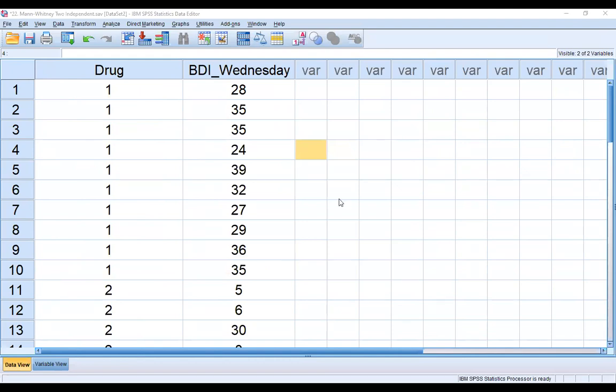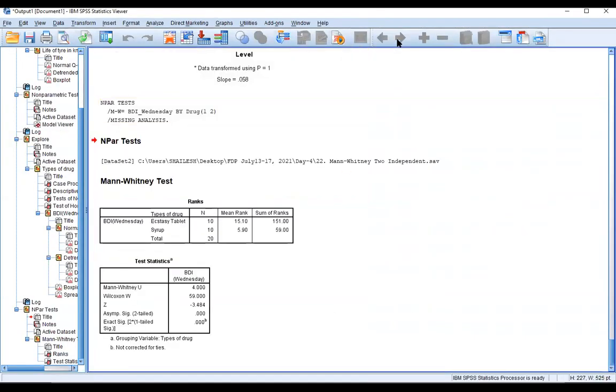So I am showing you the results of the Mann-Whitney U test. You can see the result of the Mann-Whitney U test here in this output. So how to interpret it? In the first table, ranks, the mean rank of Ecstasy tablet users is 15.15, and for those who are taking syrup, the mean rank is 5.90.